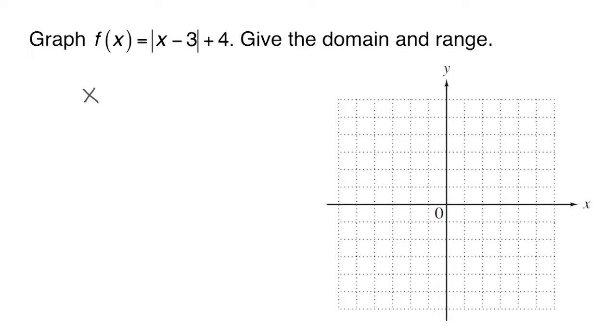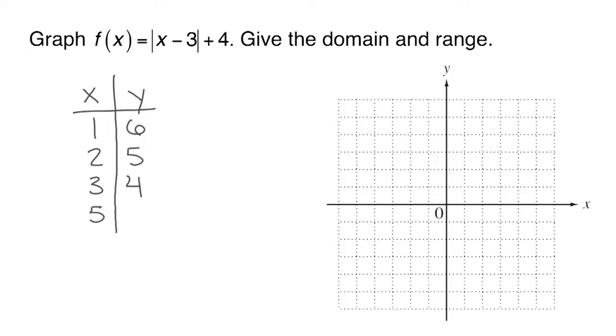Let's find additional points on this graph and organize them in a table of x and y values. If x is 1, then f of x, or y, is equal to 6. If x is 2, then f of x, or y, is 5. We already found the point (3, 4). We'll find one additional point. If x is 5, then y is 6.